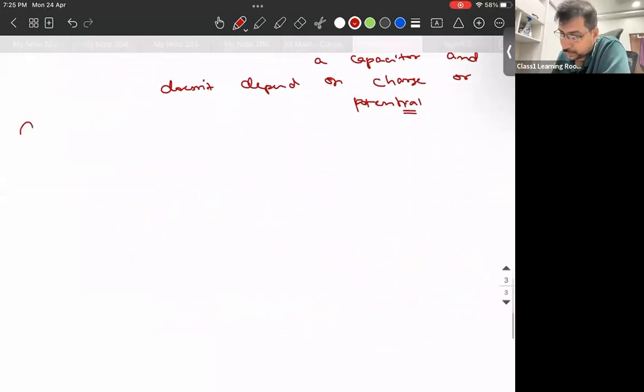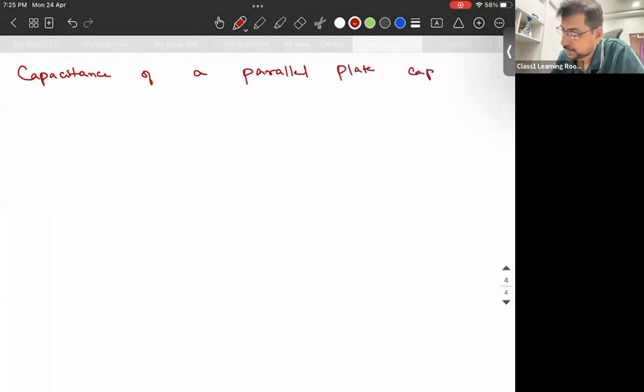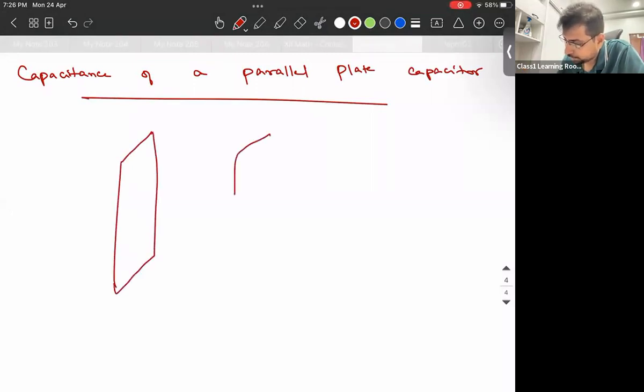Now the next topic that we are going to discuss is the capacitance of a parallel plate capacitor. So, capacitance of a parallel plate capacitor. See, if I take a conductor like this, and if I take another conductor like this, both are parallel plates, right?